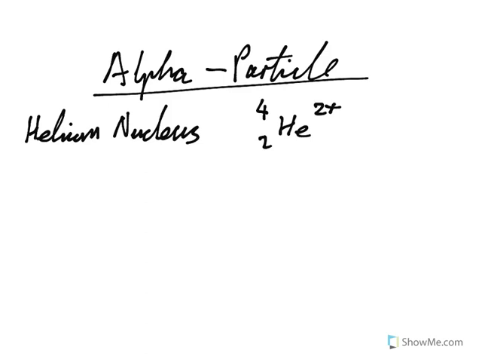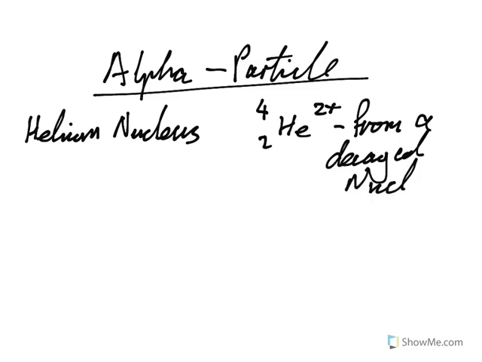Now, when we say it's a helium nucleus, it's made of 2 protons and 2 neutrons, which is what's in a helium nucleus. But the thing that's different is that it's from a decayed nucleus. The nucleus of that radioactive element that's decaying shoots that out of it.